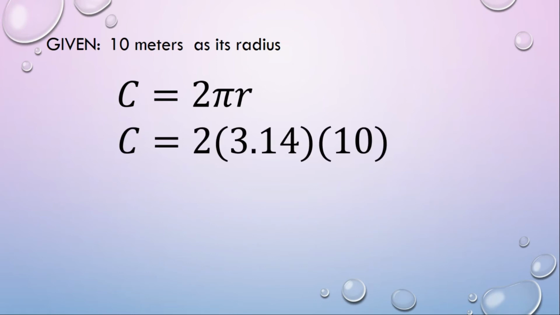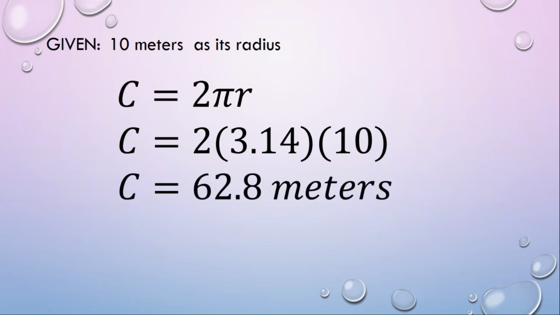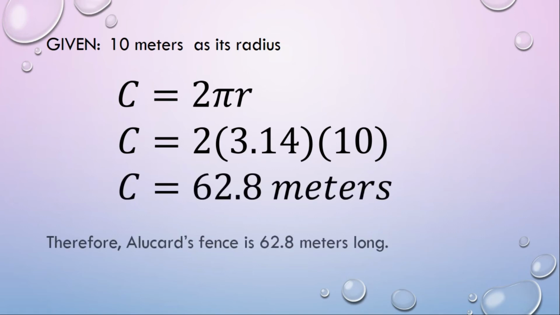And let's substitute now. Your pi will be 3.14 in decimal, and in fraction form, that is 22/7. The fraction form of pi is approximately 22/7 and the approximate value of pi in decimal is 3.14. So we have the formula now, 2 times 3.14 times 10, and we have 62.8 meters. So therefore, Alucard's fence is 62.8 meters long.